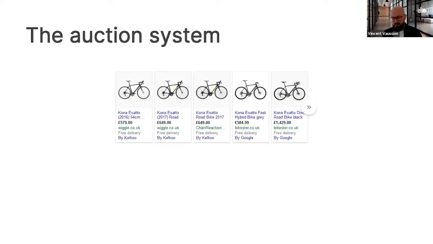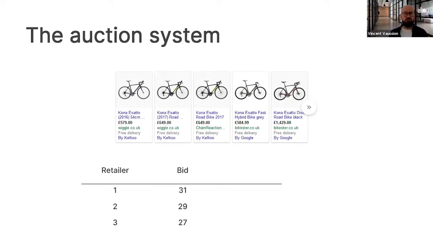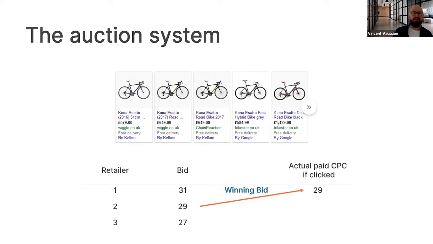So let's go back to the auction system for a bit. As Fabien said, if you want to advertise your product in those PLA boxes, you need to enter an auction. And for this auction, let's consider 3 retailers, retailers 1 to 3. One bid 31, the second one 29, the third one 27. As Fabien explained, the highest bid wins, and the price of the click will be calculated on the second highest bid.